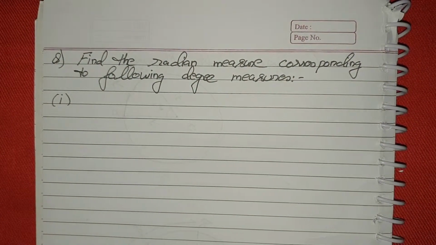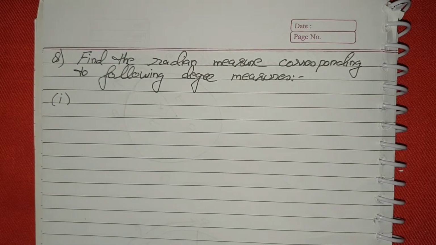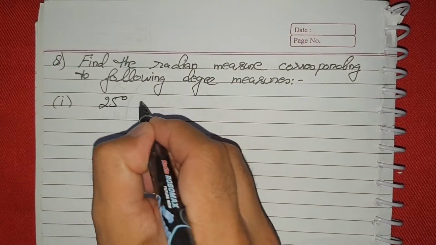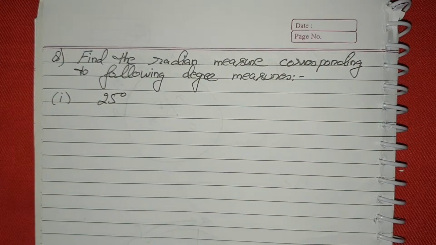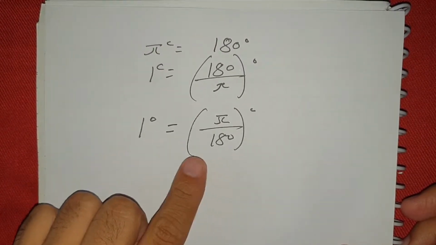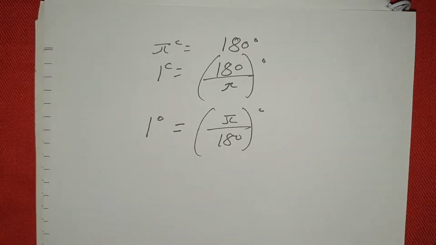So our first question: find the radian measure corresponding to the following degree measure. Means the degree will be given to you and you have to convert them to radian. Now first is 25 degree. As I have discussed just now, to convert degree to radian, you have to multiply it with pi by 180.